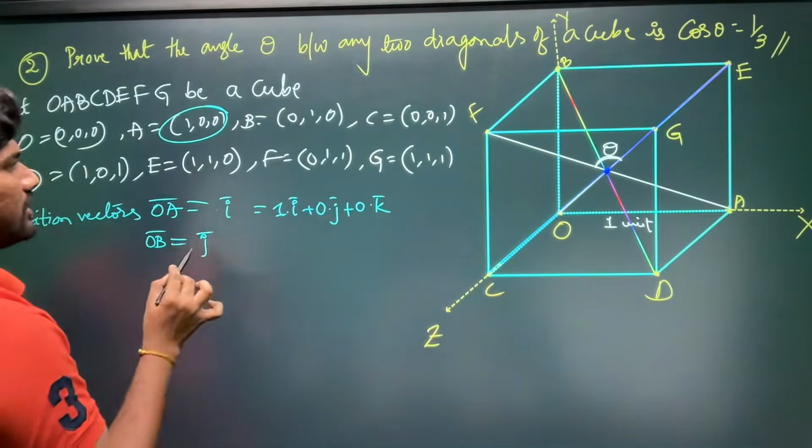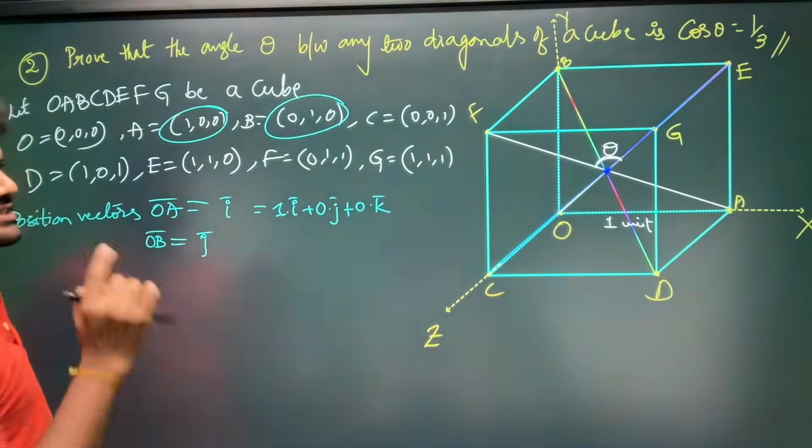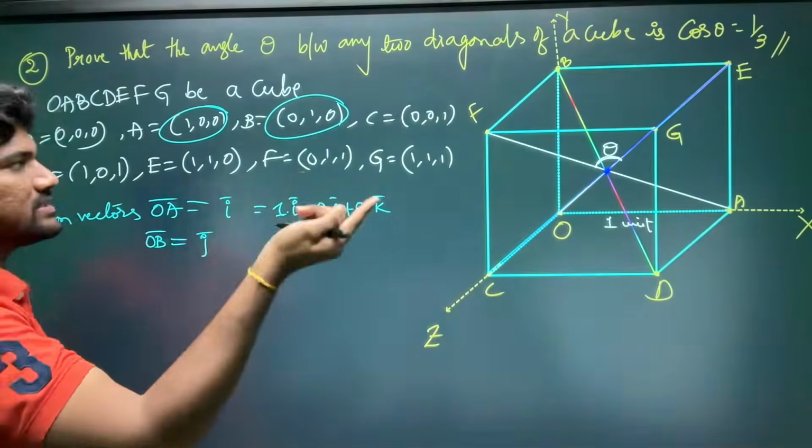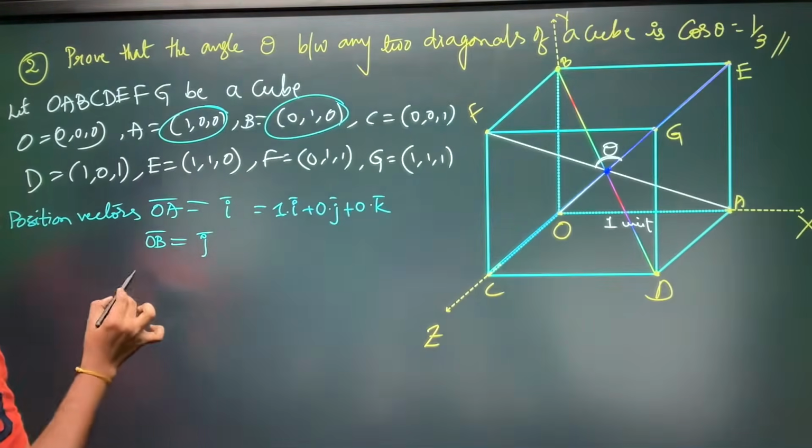Simply, what I write is I bar. So next here B: 0 into I bar plus 1 into J bar plus 0 into K bar, that is J bar. Next OC bar.